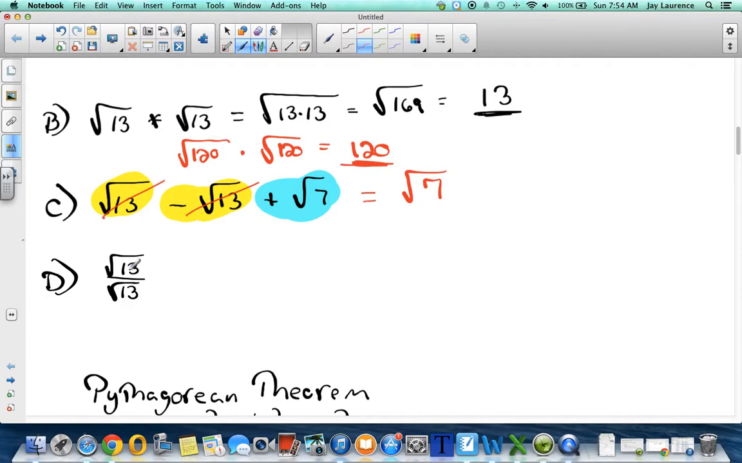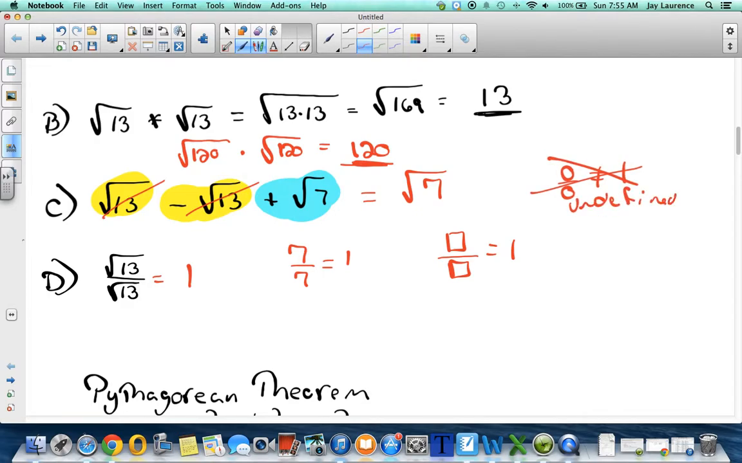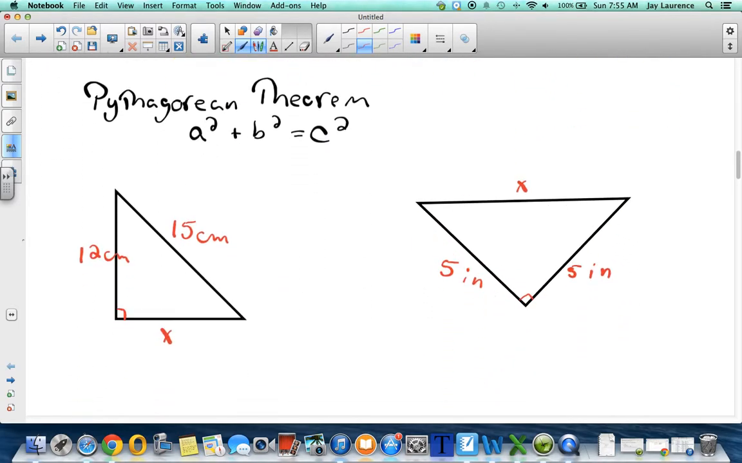All right, and finally, rad 13 divided by rad 13. Well, it's like 7 divided by 7. What's 1? What's a square divided by a square? It's 1. Oh, rad 13 divided by rad 13 must be 1. And it is. Remember, that's true for any number except 0. 0 divided by 0 does not equal 1. No, it does not. It's undefined. You are never, ever allowed to divide by 0. Never divide by 0. There is no definition in mathematics.